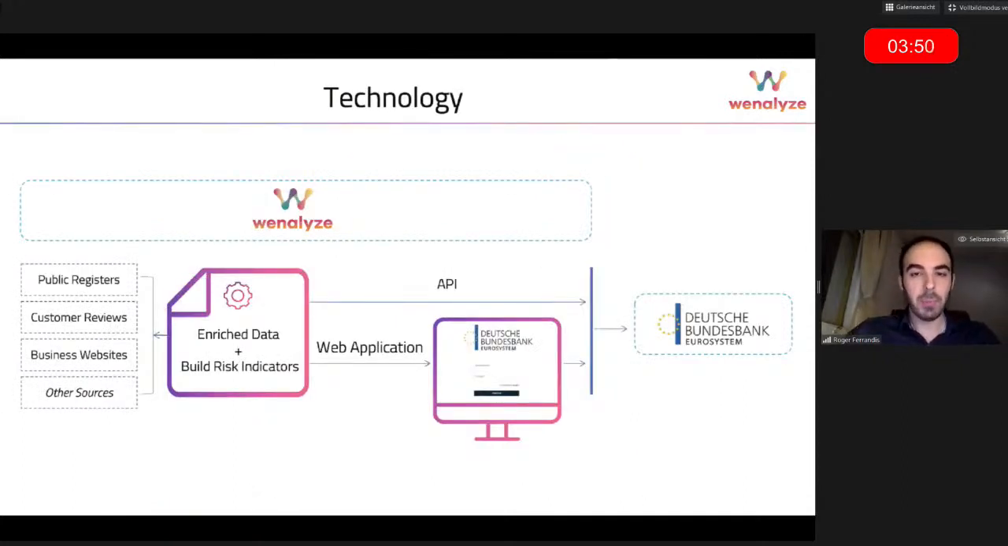The way the platform works is very simple. We gather and process information from enterprises based on public registers, customer reviews, business websites, and many, many other data sources. We enrich this data and, based on that, build risk indicators. And we send this information to an API or a web application to the financial institution to be used for these purposes.